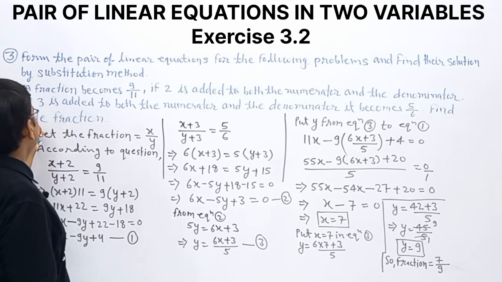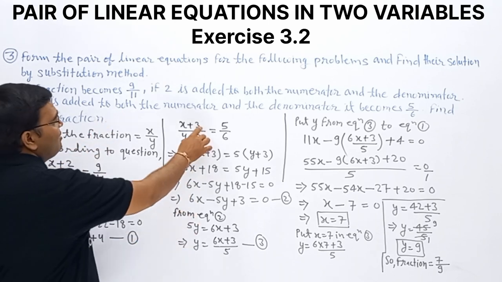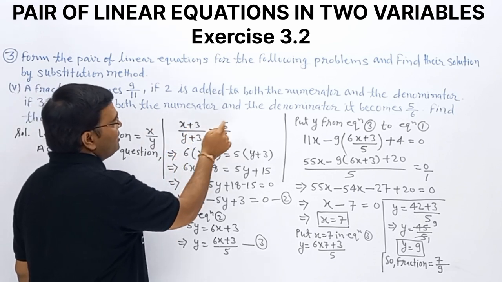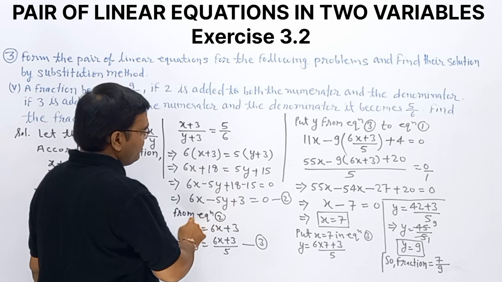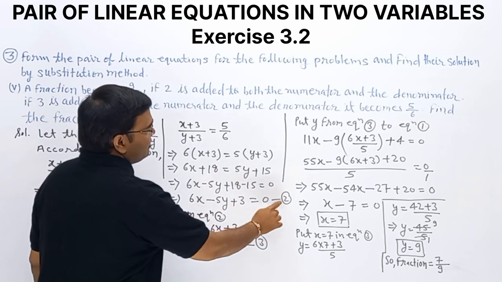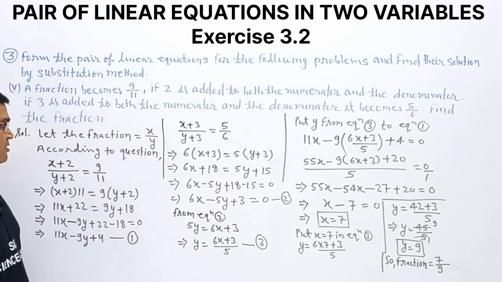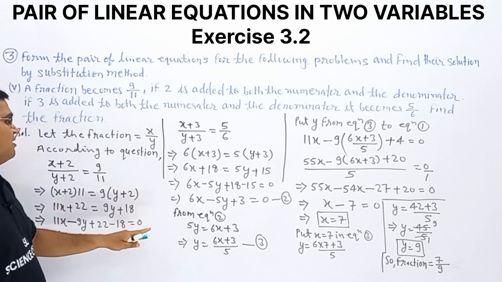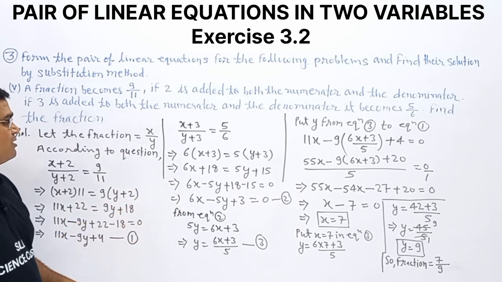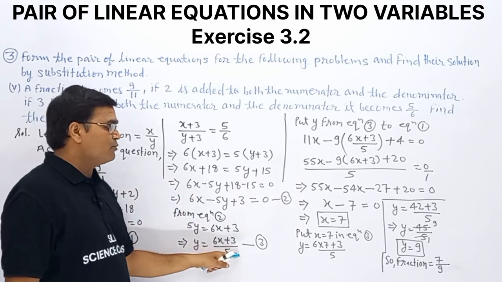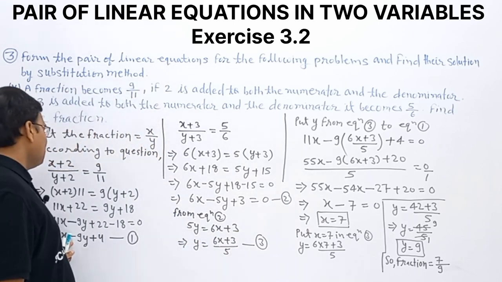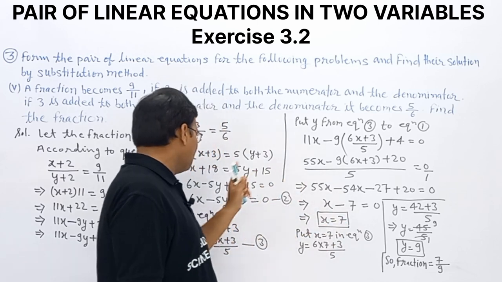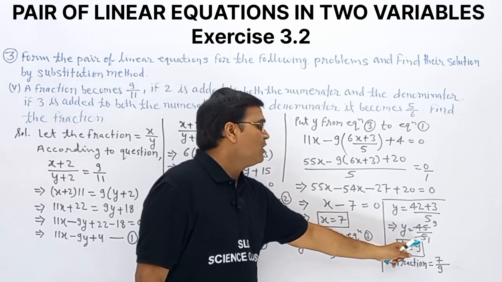After this, the second sentence is given: if 3 is added, same as we added 2, now we add 3 to numerator and denominator, then it becomes 5 by 6. Again we do cross multiplication and solve, and we get equation number 2, a linear equation in two variables. So we have formed two linear equations in two variables. Now we will solve by using the substitution method. From this equation we get y equal to this one. We substitute it in equation 1, and then we get x equal to 7. We put this value in equation number 3, then we get y equal to 9.